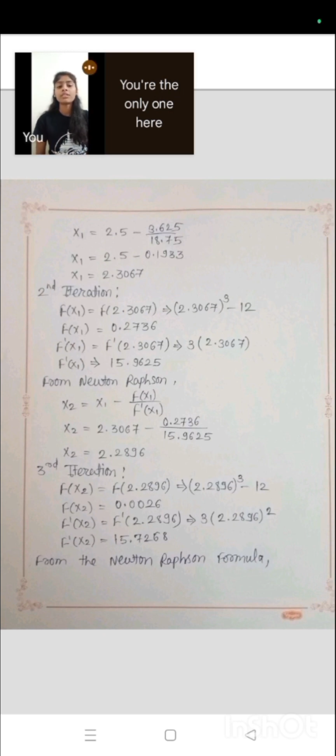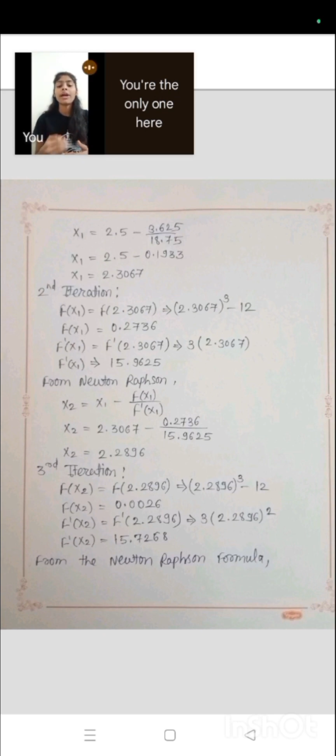Now we iterate again, the second iteration: 2.3067 whole cube minus 12. We solve this and find the f of x1 value here, 0.2736, and now we find the value of f dash of x1, so f dash of 2.3067, putting it in the equation of f dash of x. So we find the value of f dash of x1 is equal to 15.9625.